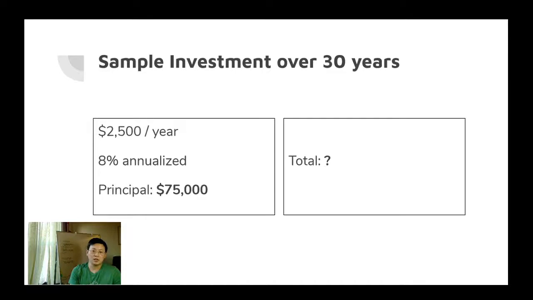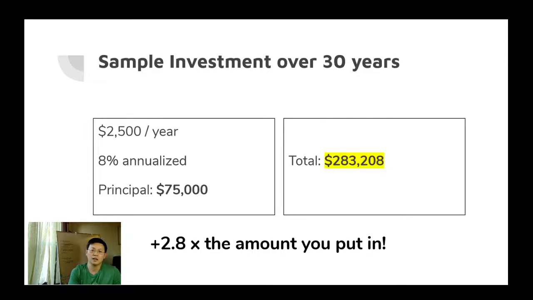But what does that actually come out to once we consider the compound interest and the compounding power over 30 years? That is $283,208 versus the $75,000 that you put in. That's an additional 2.8 times the amount you put in. So again, if you look at those numbers, over time, it makes quite a big difference.